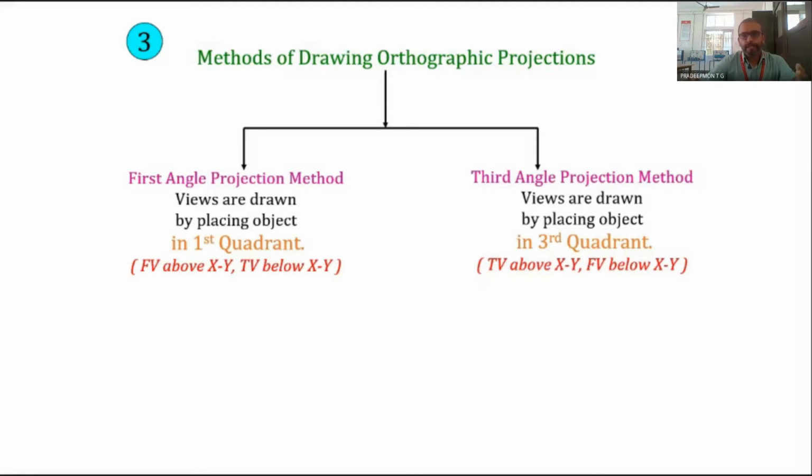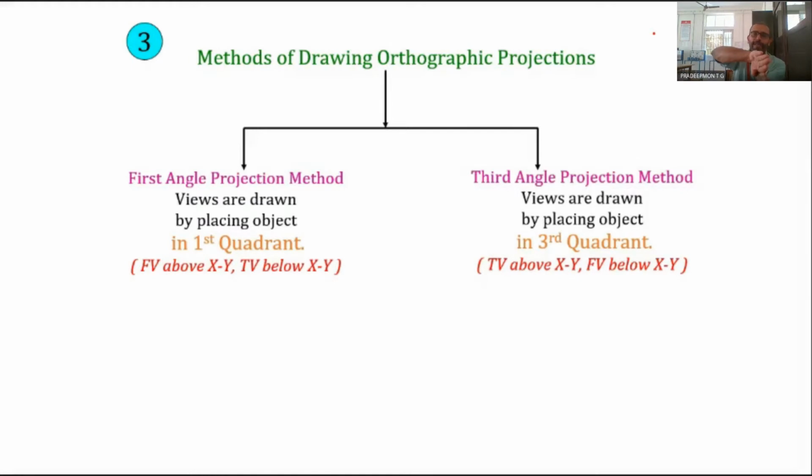In third angle projection method, the top view will be above the XY. Since the horizontal plane is rotated 90 degrees clockwise, as you see from your side, the portion of the horizontal plane that is behind the VP comes above the XY line. So that is why the top view becomes above the XY.